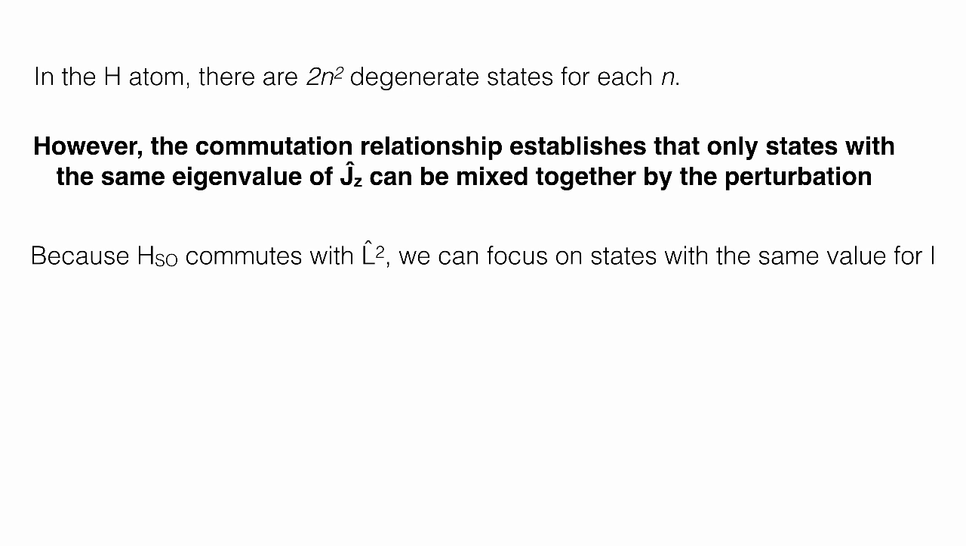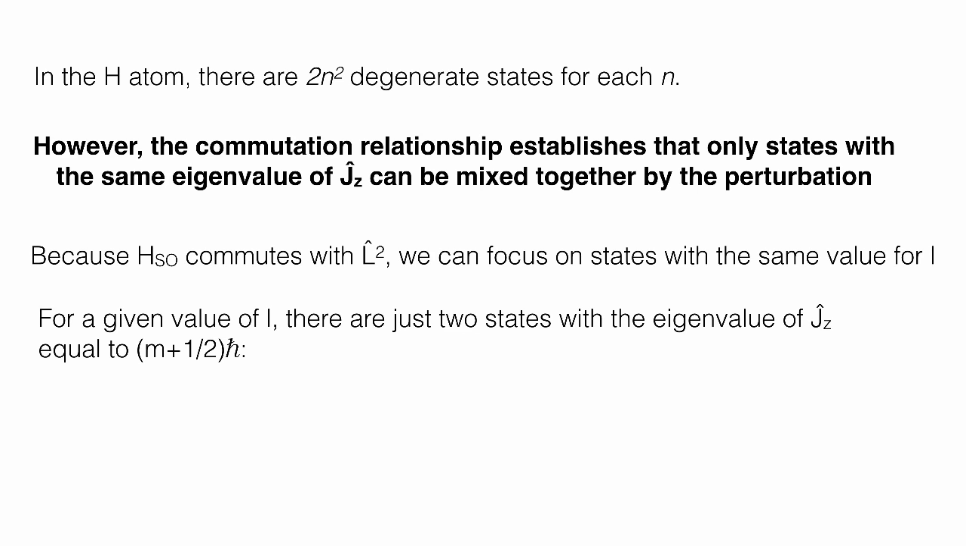So, because the spin orbit Hamiltonian commutes with L square, we can then focus on states with the same value of L. So again, H spin orbit commutes with L square, and if it commutes with L square, that means that the states in the matrix elements must have the same value of L, for the same reason as what's written in the boldface text up there.